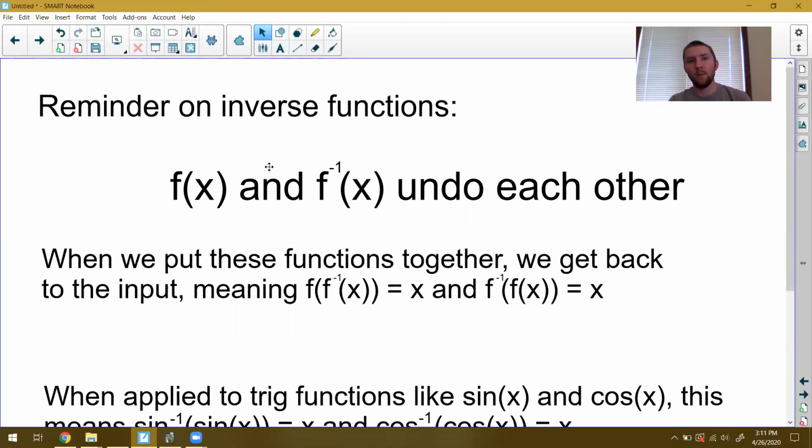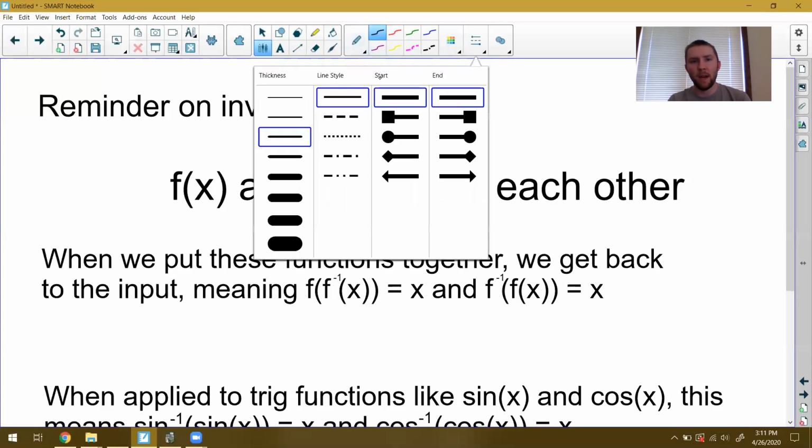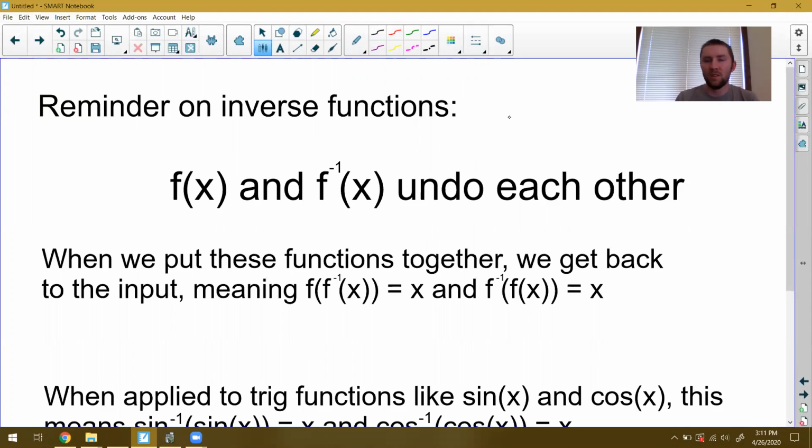That's sine with the negative 1 next to it, which we have worked with a little bit in the past, specifically when we've been looking for side lengths of triangles or angles in a triangle, I should say. We've been using sine inverse. Okay, so sine inverse of whatever, right? There's a button for it on our calculator, and we'll get more familiar with that shortly.